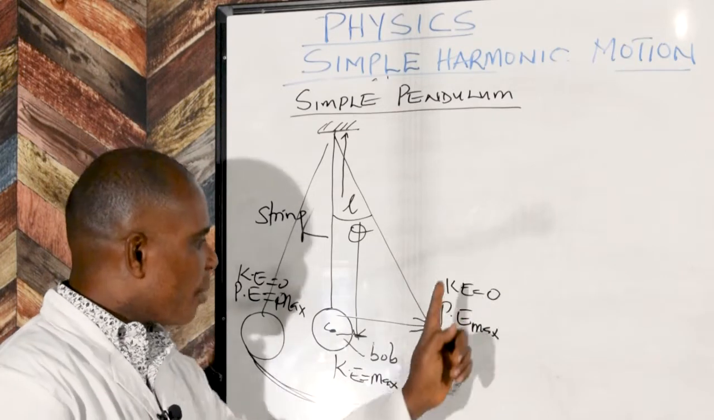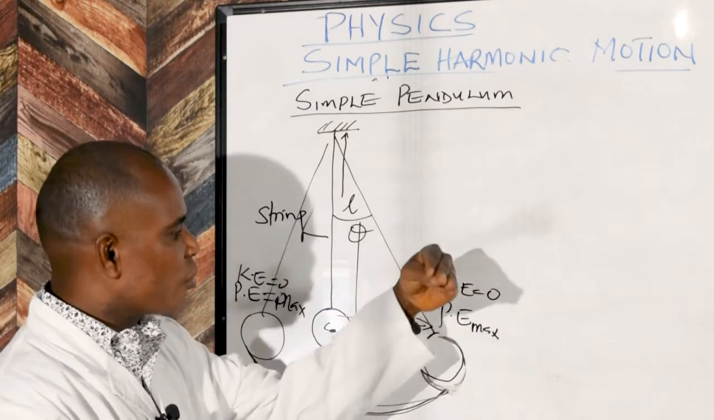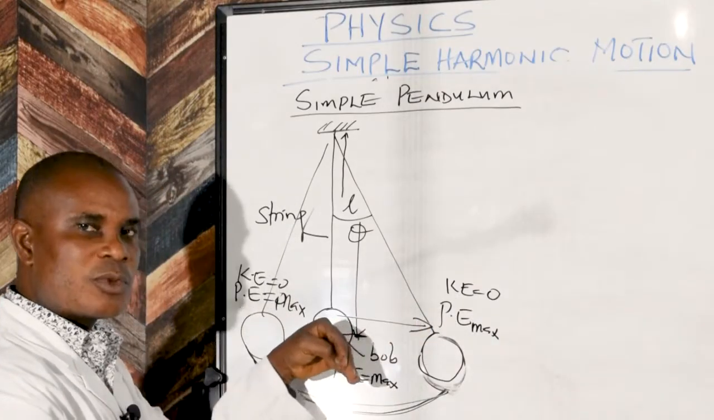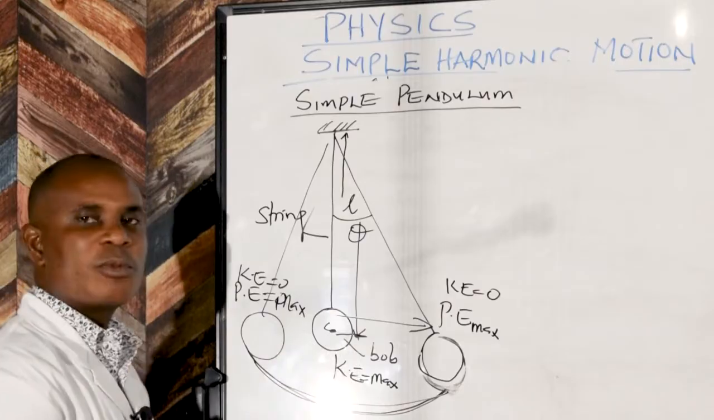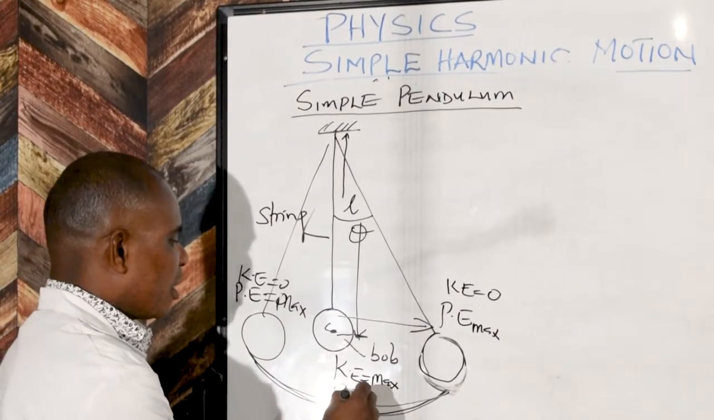So as it is coming back again, the potential energy at that height is also converted to kinetic energy as the object is moving. So at the middle here, the kinetic energy becomes maximum and the potential energy becomes zero here. So here we have potential energy zero.